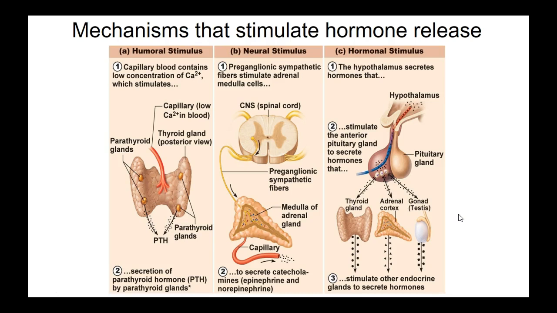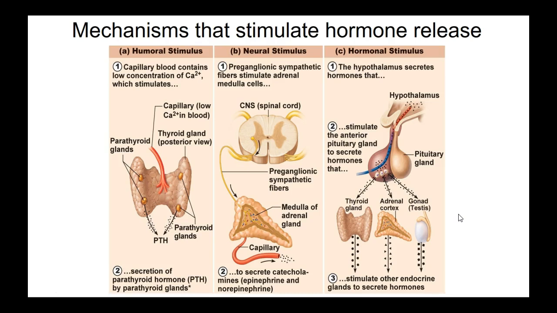Okay, so, mechanisms that stimulate hormone release. Let's start with this panel over here. This is looking at the parathyroid glands, which are little buttons inside of thyroid tissue, so there's specialized tissue here. If you remember back to 231, parathyroid hormone is released in response to low blood calcium levels, right? Low blood calcium levels are going to release parathyroid hormone.